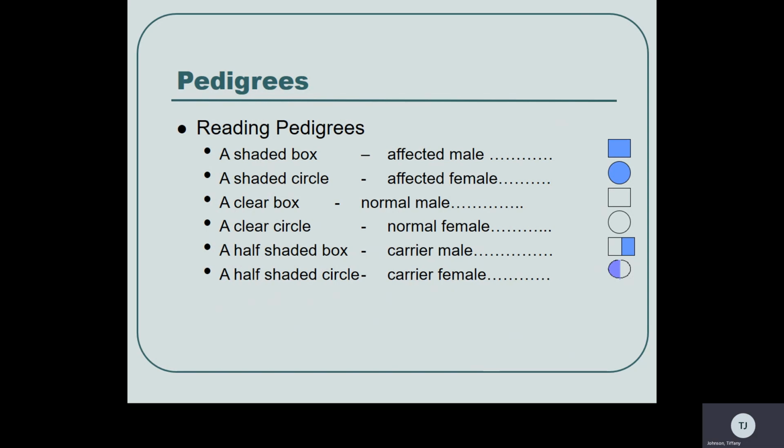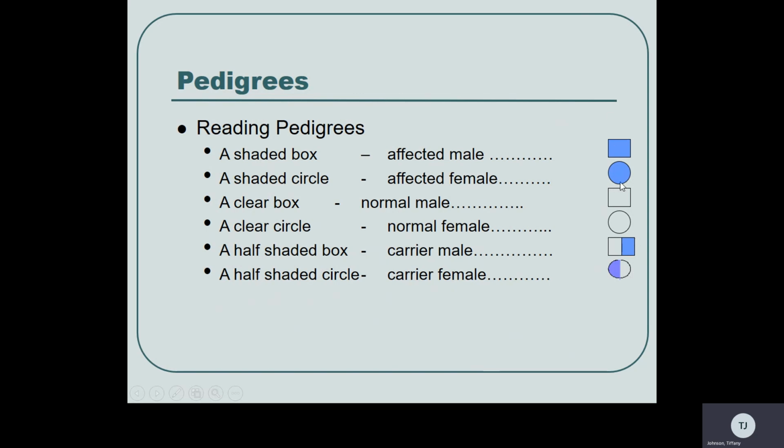Now, you're not always going to get a pedigree that has the carriers half shaded, because that might be part of the question. They might be asking you, hey, what is the genotype of this person? And they're not going to give you the half shade because you can figure that out, because that's a heterozygote. So sometimes you get the half shades and sometimes you don't. But these guys are carriers, or heterozygotes.